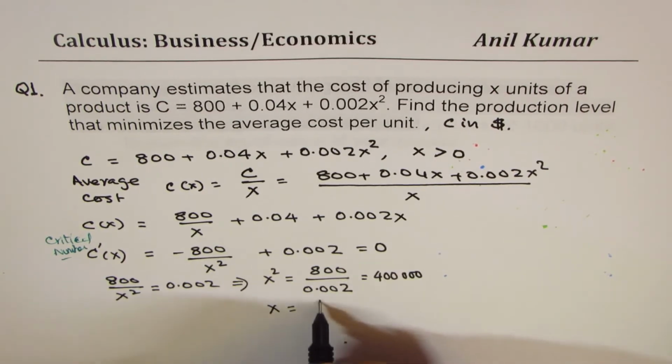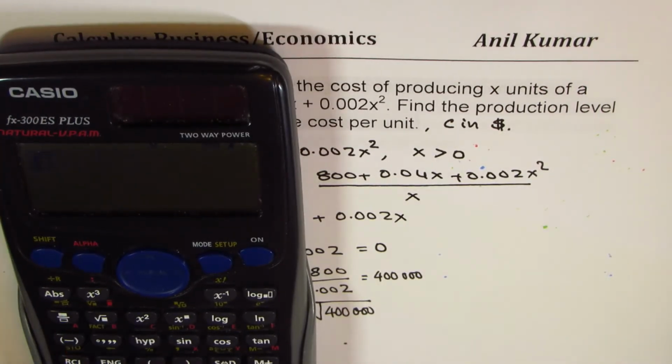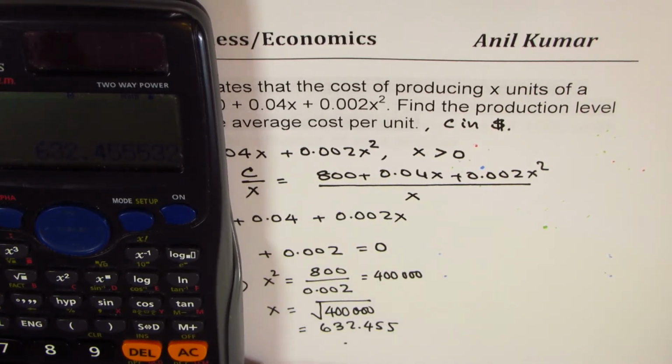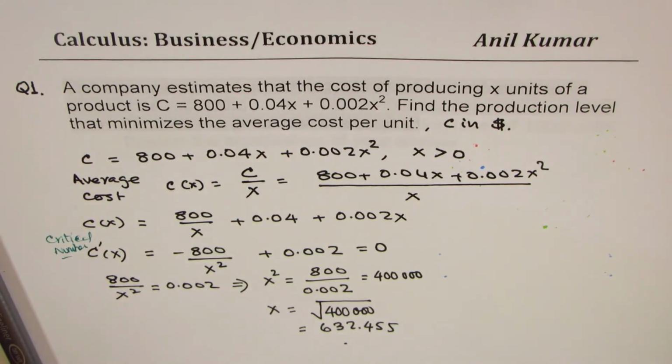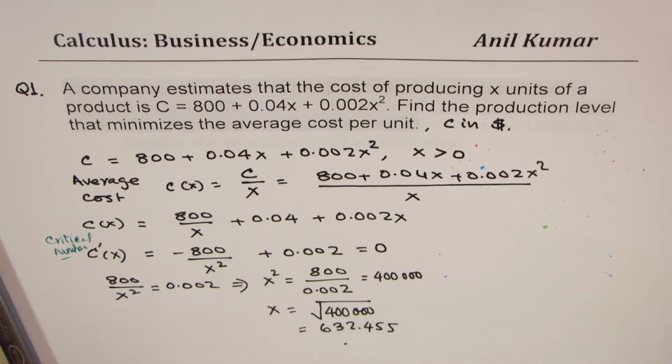So x is the square root of 400,000, which is equal to 632.455, correct? So that becomes the answer for x. Now, for a production level of 632 items, we are going to get minimum average cost. Now, how do we prove that this is minimum? There are two ways to do it.